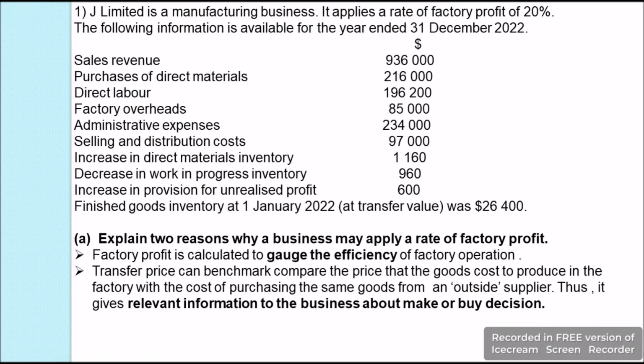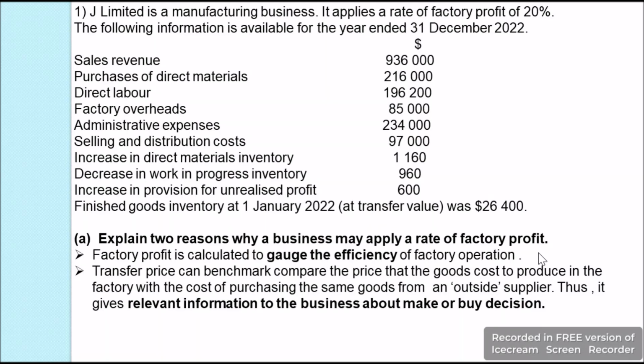In the A part of the question, we are asked to give two reasons why a business may apply a rate of factory profit. You see, factory profit is a percentage which is added to the manufacturing cost when we manufacture the product in our own manufacturing unit. So, factory profit is the difference between the market price, that is the price at which we can purchase this product externally, and the price of producing the product in-house.